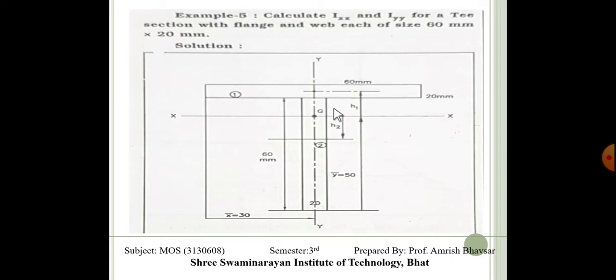So, Ixx and Iyy we can calculate for the two parts, first and second. So, Ixx is equal to Ixx1 plus Ixx2. Same way Iyy is equal to Iyy1 plus Iyy2. So, we have to find the CG first, and from this CG we can calculate the moment of inertia of the first part and the moment of inertia of the second part with reference to this centroidal axis.